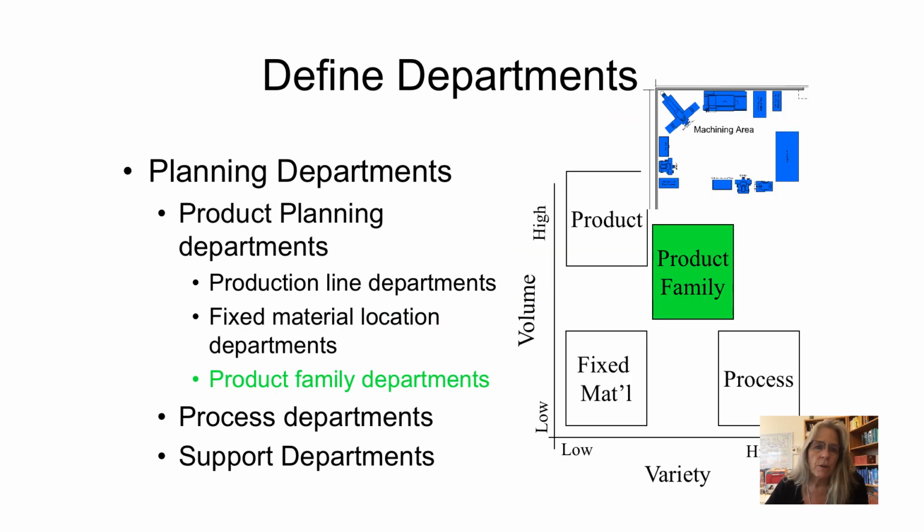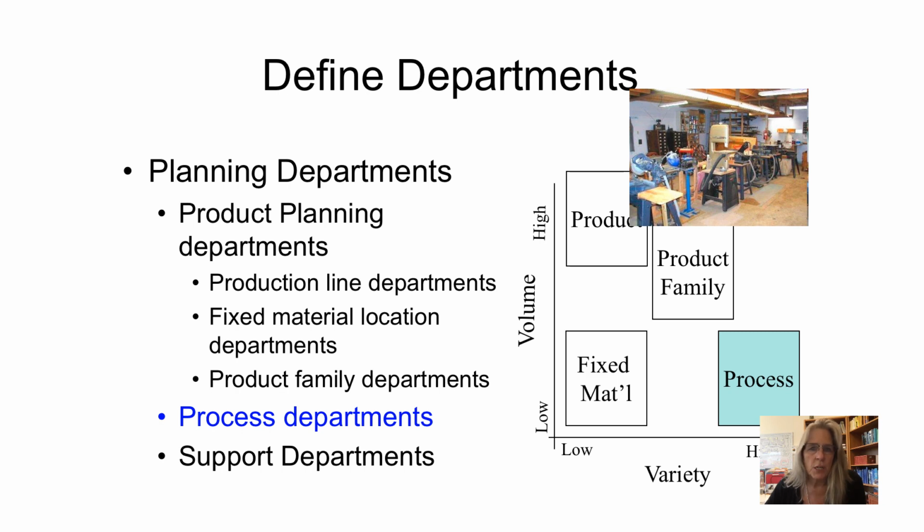The next is a product planning department which is also sometimes known as cell manufacturing. In this, we create a group of machines that process like products together. It doesn't have to be all one kind of product. You can see it's medium variety and medium volume. Many manufacturing facilities lately use this idea of a product family or cell manufacturing.